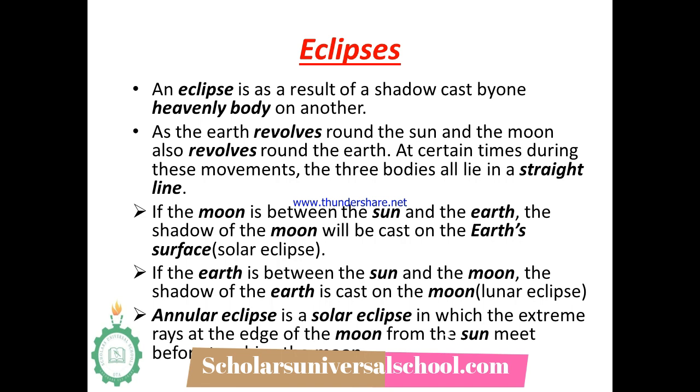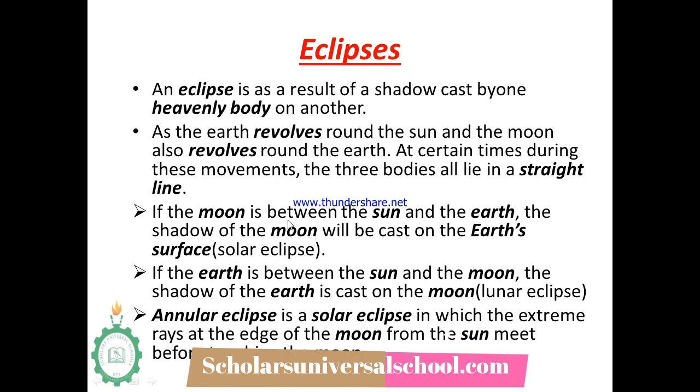Now, as the earth revolves, what does revolve mean? From the word revolution, meaning moving round a body. As the earth revolves around the sun, the moon also revolves around the earth. All planets revolve around the sun. That is why the earth revolves around the sun also. The moon is a natural satellite of the earth, and all satellites of any planet revolve around that planet. So the moon also revolves around the earth. At certain times during these revolutionary movements, all three bodies, the sun, the moon, and the earth, lie in a straight line.